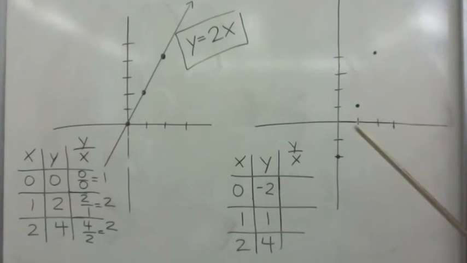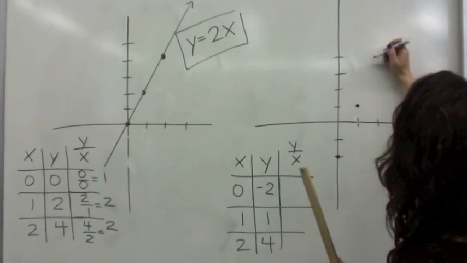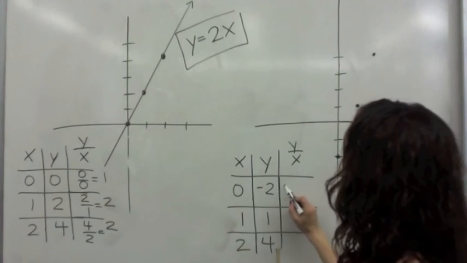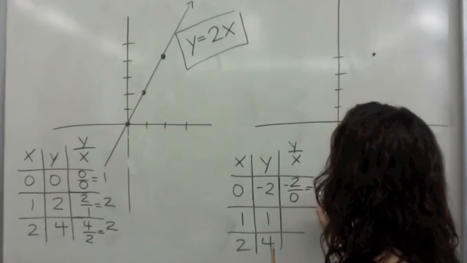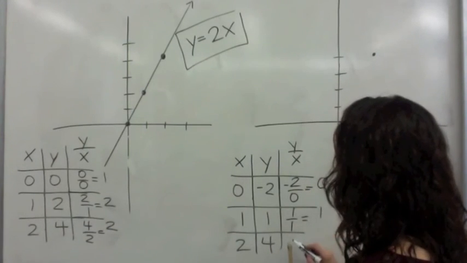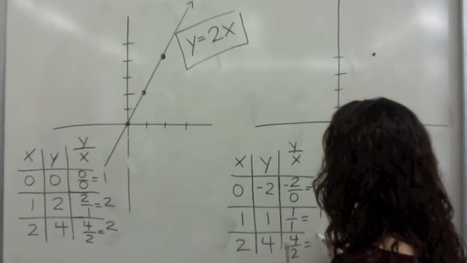Let's draw it. So this is at 0, -2. We have it at 1, 1 as well. And this point here is 2, 4. Let me fix it for you. 2, 4. Okay. So if we look at the ratios, we're going to get -2 divided by 0 is 0. 1 divided by 1 is 1. And 4 divided by 2 is 2.